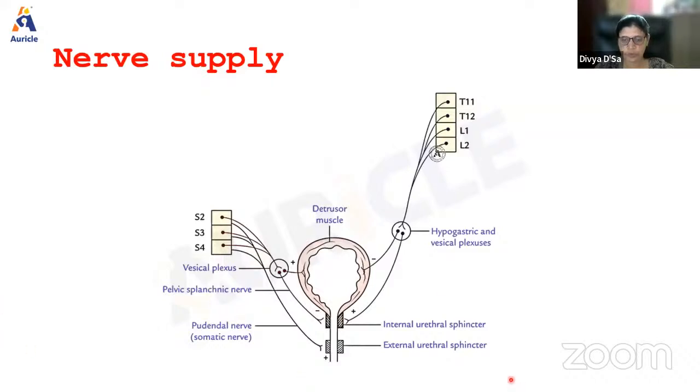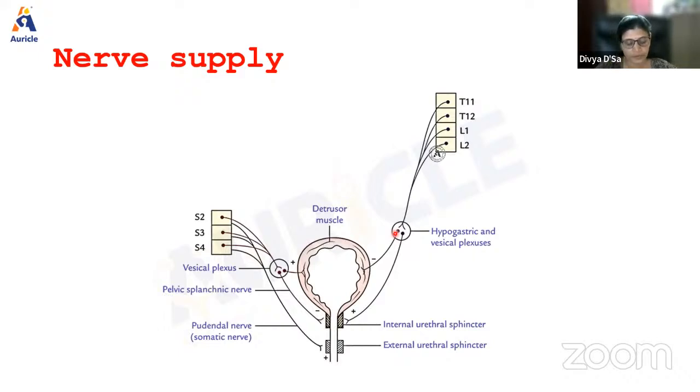Now, the nerve supply of the bladder is very important. It is supplied by both sympathetic as well as parasympathetic divisions of the autonomic nervous system. So, sympathetic supply: the preganglionic fibers arise from the lateral horns of the T11 to L2 segments of the spinal cord, and they relay in the hypogastric plexus, which is situated just in front of the sacral promontory.